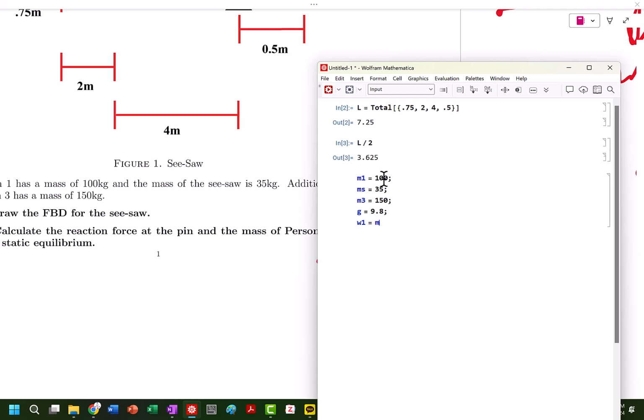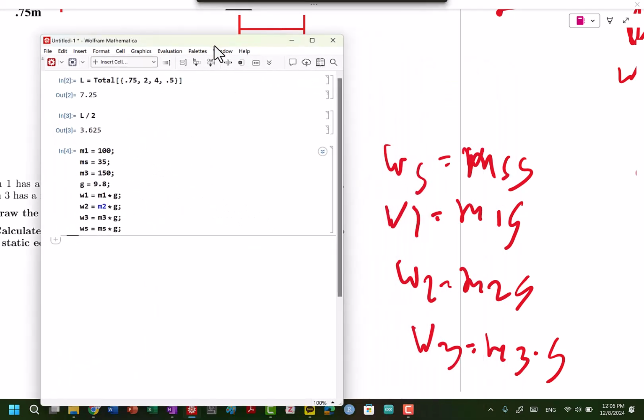W1 is going to be M1 times G. W2 is equal to M2 times G. W3 is equal to M3 times G. And then finally, WS will be equal to the mass of the seesaw times G. There we go. And I'll keep that L over 2.